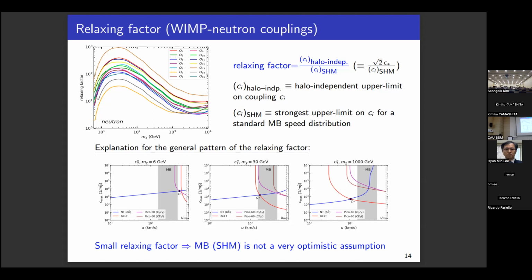However, in the intermediate mass range, as you can see, the limit from direct detection changes very sharply in the WIMP speed regime where the Maxwell distribution is concentrated. So the halo independent bound and the bound obtained assuming the standard halo model have a large difference. So we have a large relaxing factor. Note that this small relaxing factor implies that the Maxwell-Boltzmann distribution or the standard halo model is not a very optimistic assumption. In fact, the relaxing factor can be as low as a factor of 2 in some cases.